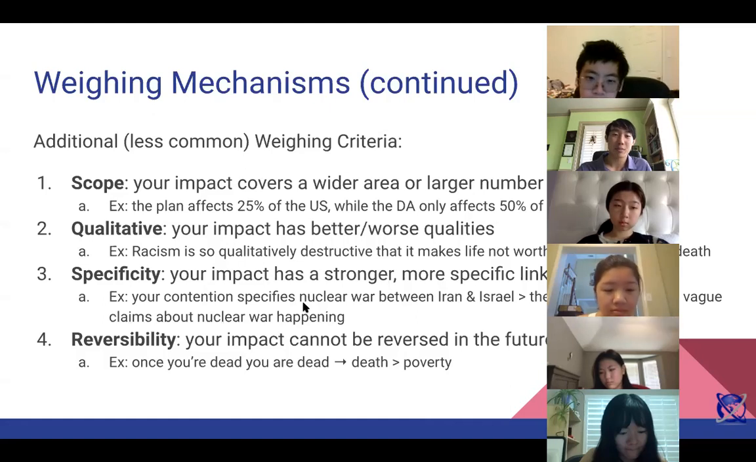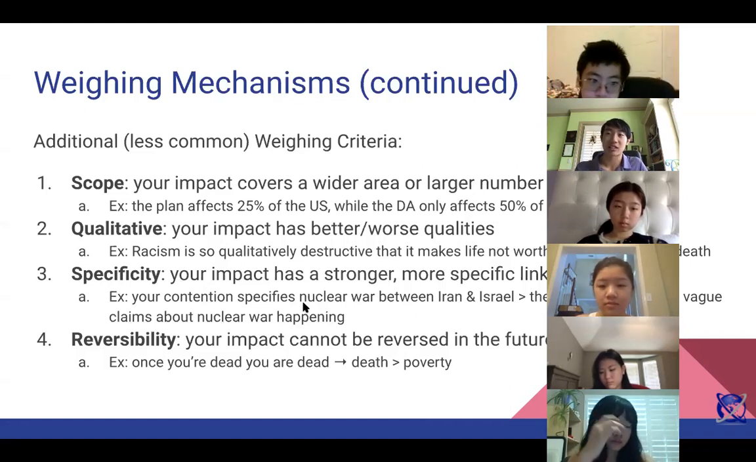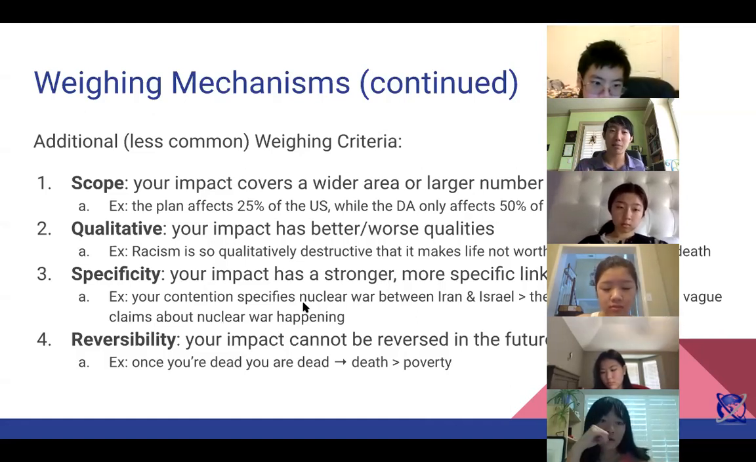Maybe your impact is more clear or specific. Sure, makes sense. And they also might say reversibility. So, death outweighs poverty because poverty can be fixed later, death cannot be. You can't bring people back to life. I also think that goes back to magnitude in some sense. But just be aware that other people say these weighing arguments so you can respond to them, okay?